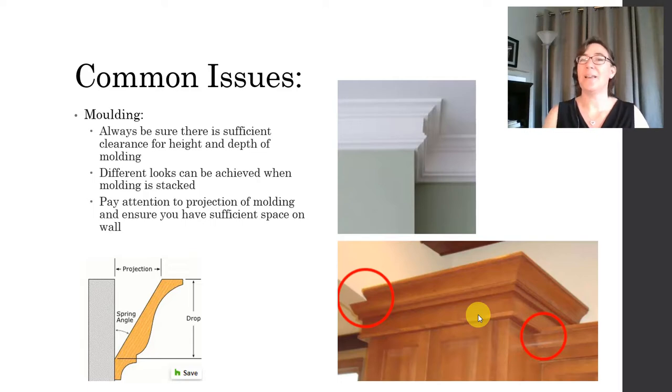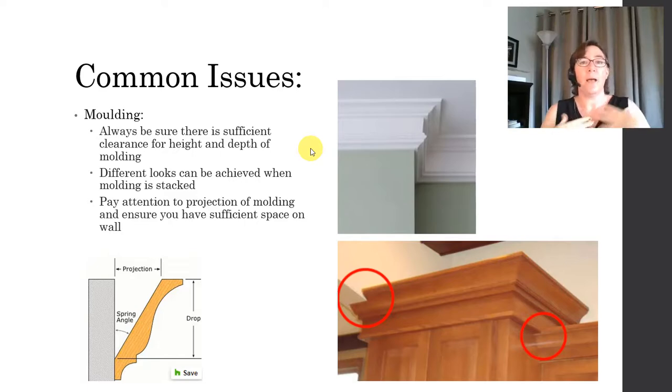Okay, let's move on to some common issues or problems. And the first one I want to talk about is with the molding. And what I'm talking about here when I say molding is this piece of trim. This is crown molding. It's up at the top, up next to the ceiling. There's several different types of molding, but you tend to run into the most trouble with the crown molding.